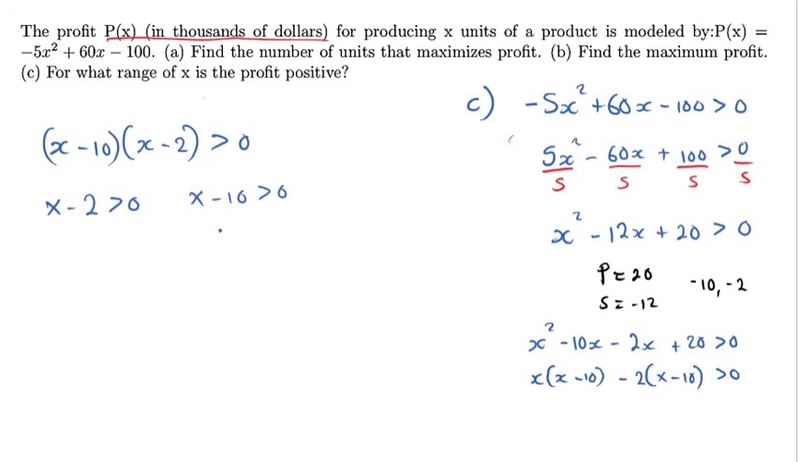So writing this as a range for positive profit, since we already have the two limit values, we can say it starts from 2 less than or equal to x, which is less than or equal to 10. So there we have it. This is the range for the positive profit.